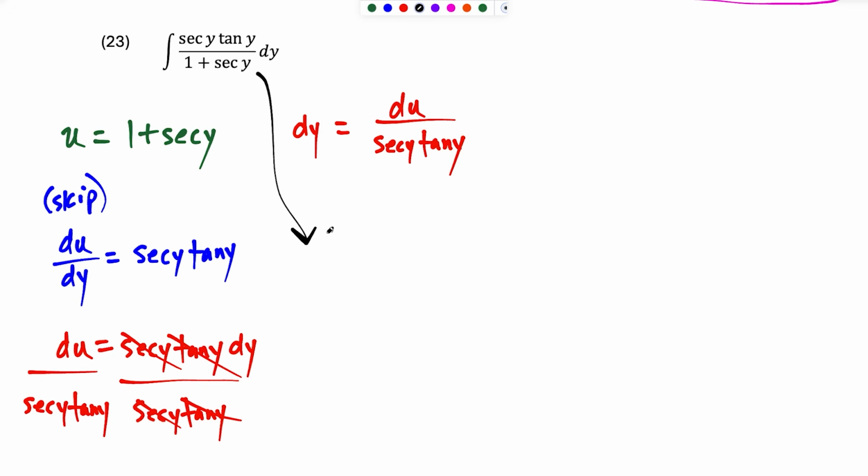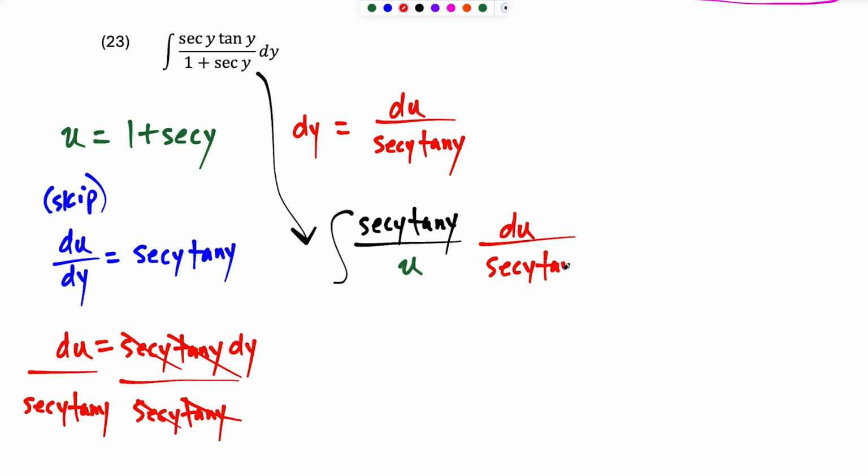Okay, so we're going to substitute into the integral. We have the integral of secant y tangent y on top over, and now here comes the substitution. So u equals 1 plus secant y. So we put u here, and then dy, we're going to plug in du over secant y tangent y. And the terms here are going to start canceling out. So secant y over secant y cancels. Tangent y over tangent y cancels. So what we have next now is du over u.